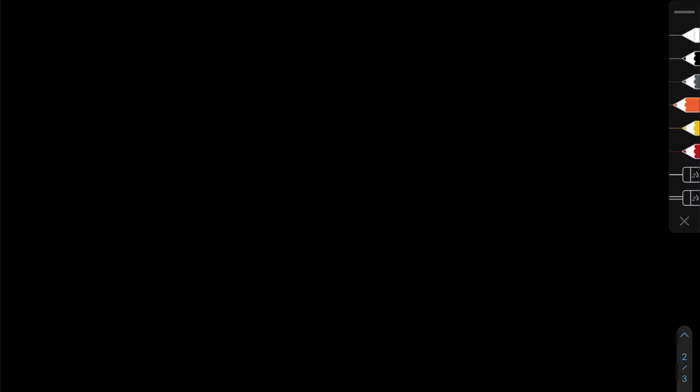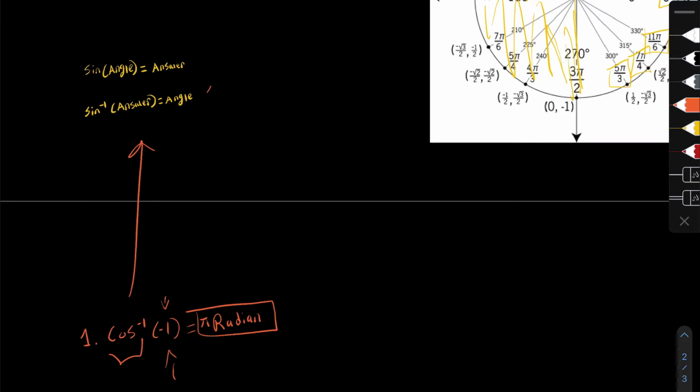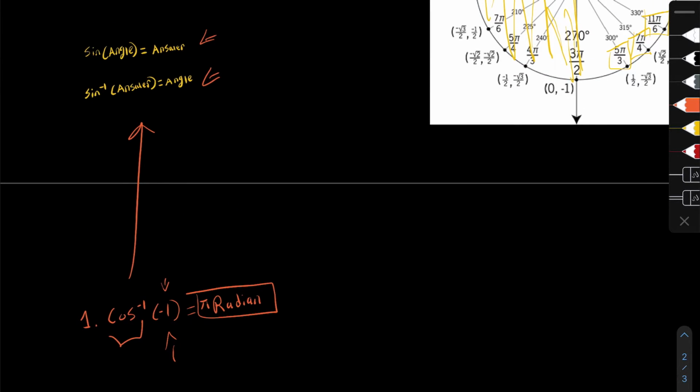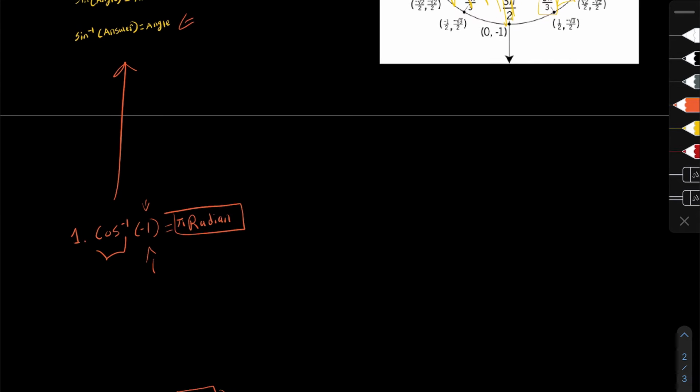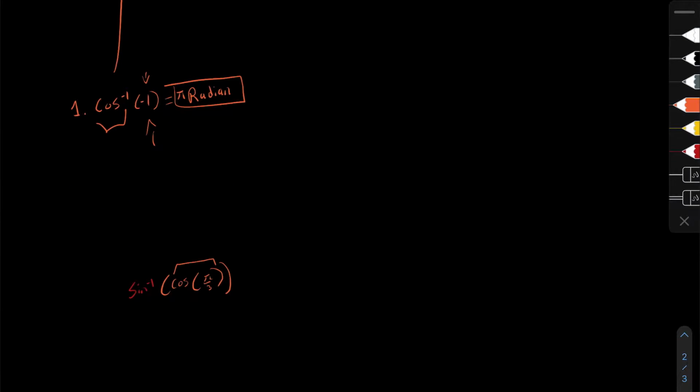Now let's go ahead and do another practice problem that is a little more complex. In this practice problem, we have sine inverse of cosine of pi over 3. There are some steps. We need to look at this: does it fit this equation or this equation? I think that it actually fits our first equation because sine of our angle, in this scenario we're given a radian, equals our answer. So we are looking for the answer in this scenario.